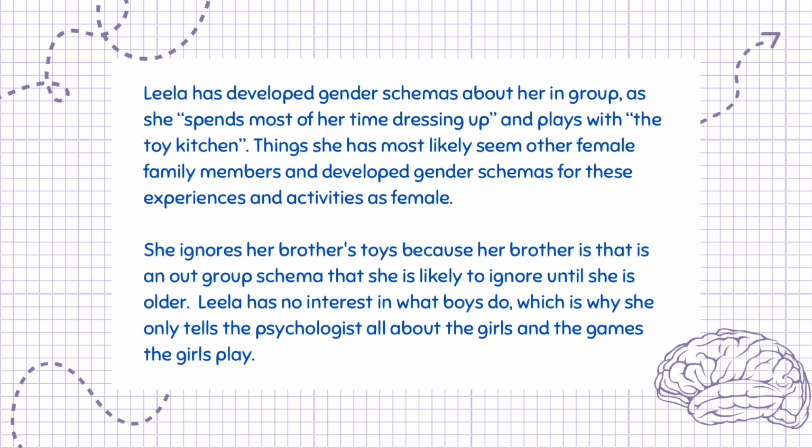Leela has developed gender schemas about her in-group, as she spends most of her time dressing up and plays with the toy kitchen. Things she has most likely seen other female family members do, and developed gender schemas for these experiences and activities as female. She ignores her brother's toys because her brother is an out-group schema that she is likely to ignore until she is older. Leela has no interest in what boys do, which is why she only tells the psychologist all about the girls and the games the girls play.